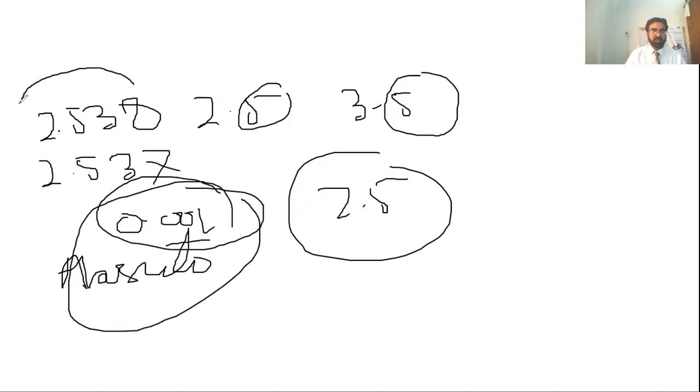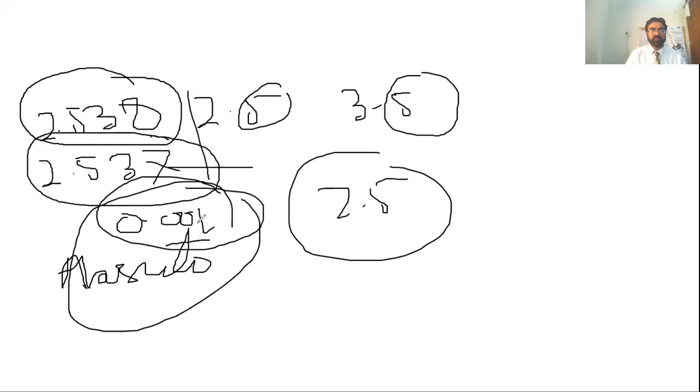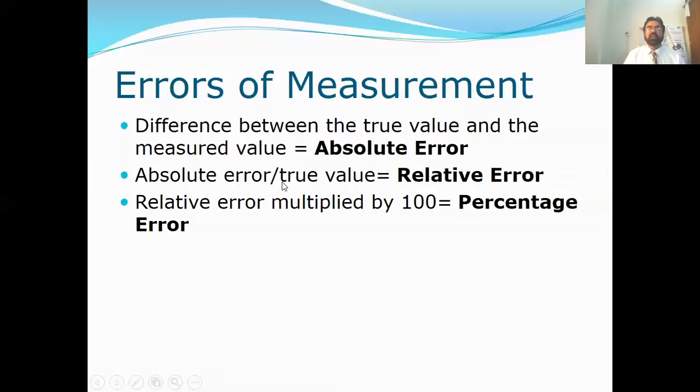So if the actual or true value is like this and your measured value came out to be this, the difference is equal to 0.001, and this is called an absolute error. Absolute error divided by true value is called relative error. Absolute error divided by the true value is called a relative error.